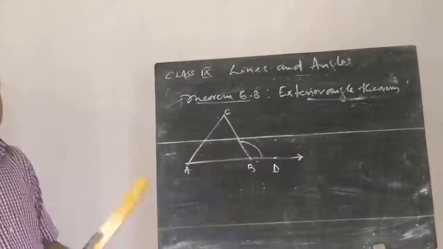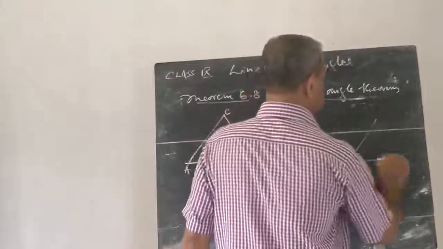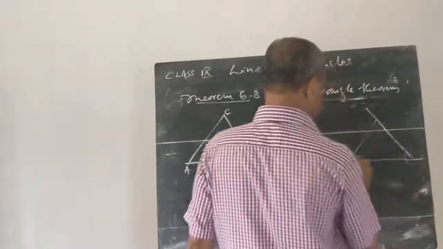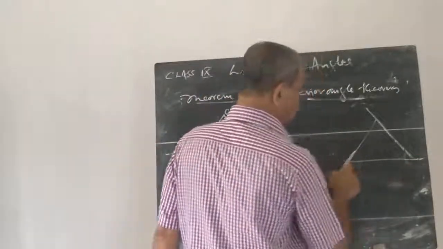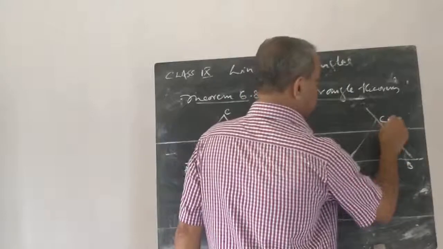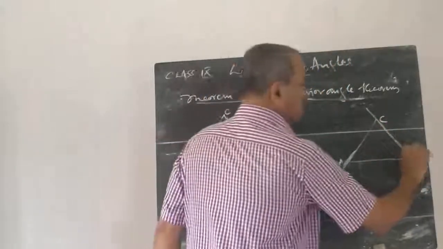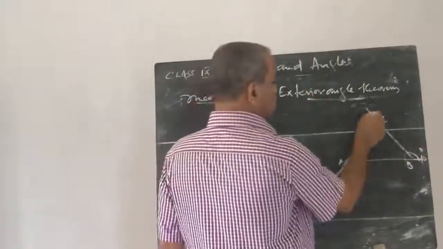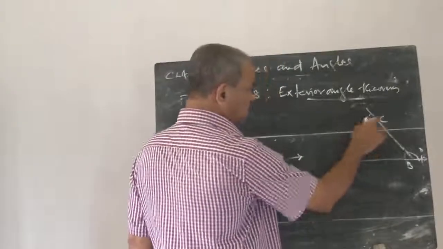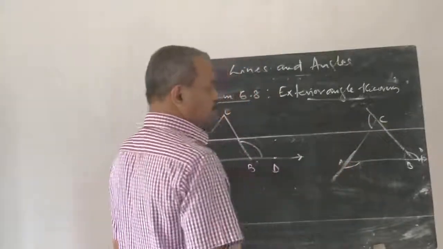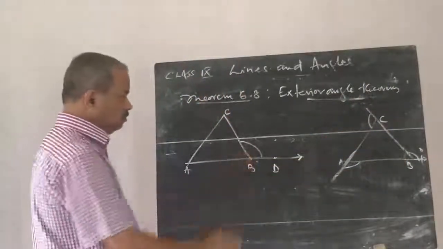Exterior angle. How can you make exterior angles of a triangle? By producing sides in a particular manner. In the same manner, see, ABC. AB produced in this manner, we get one exterior angle. Produce BC in this manner, we get another exterior angle. And then CA produced, we get a third exterior angle. So three exterior angles.